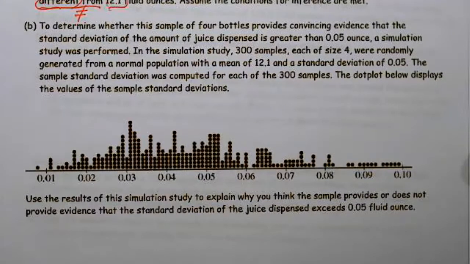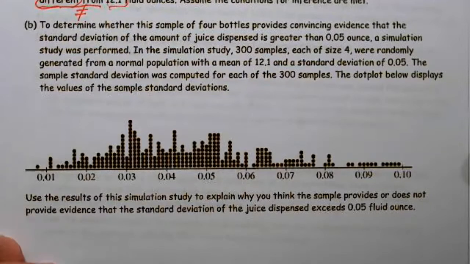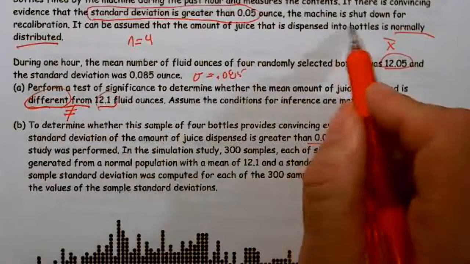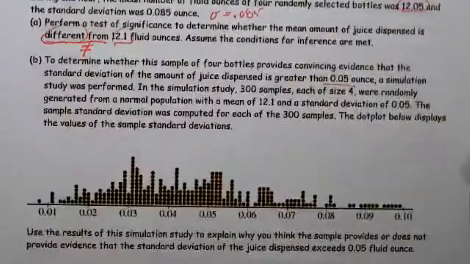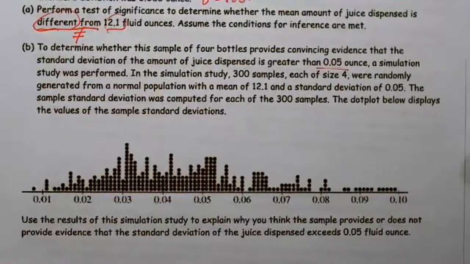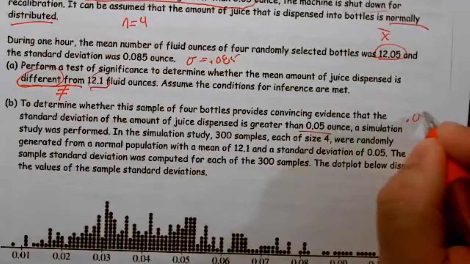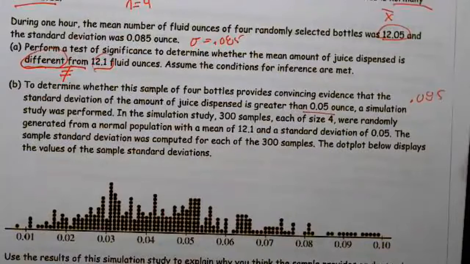So, to determine whether this sample of 4 bottles provides convincing evidence the standard deviation is greater than 0.05. Remember, in the problem stem at the very top, they told us, hey, if it's greater than 0.05, they shut down for recalibration. All right, so they want to know if it's greater than 0.05, and they actually calculated a value of 0.085 as their standard deviation, which just looking at it, I'm like, hey, there appears to be evidence that it is greater than 0.05. Why? Because the value is.